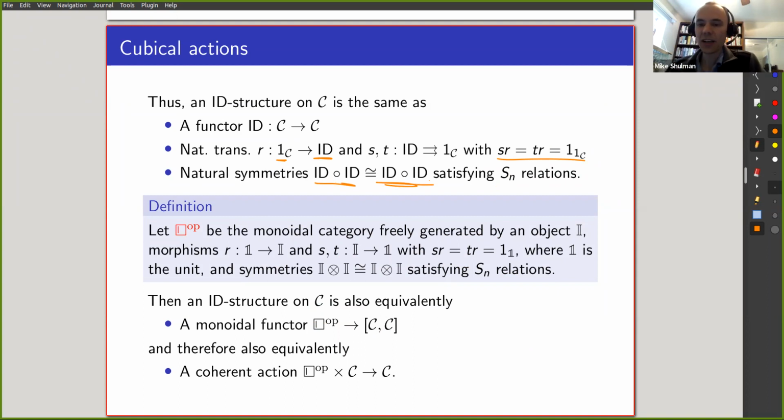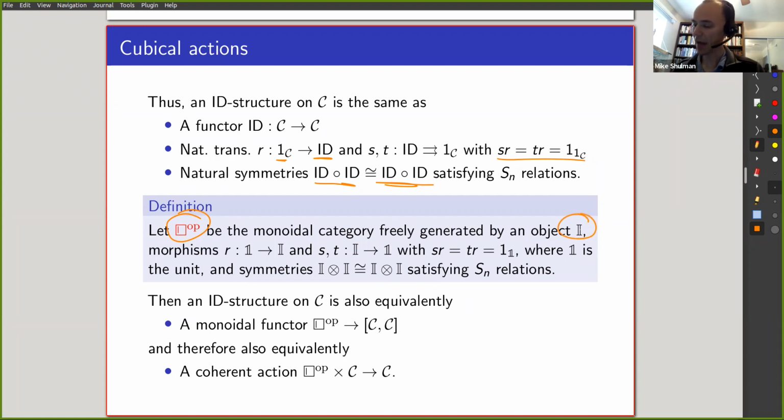And a nice way to encapsulate this structure is by saying there's a particular monoidal category, a small little monoidal category that's generated by this structure, which acts on our category C. I'm going to call this a cube op, because it turns out to be the opposite of a cube category. It is the monoidal category freely generated by an object, which is going to be like the interval or the one cube.